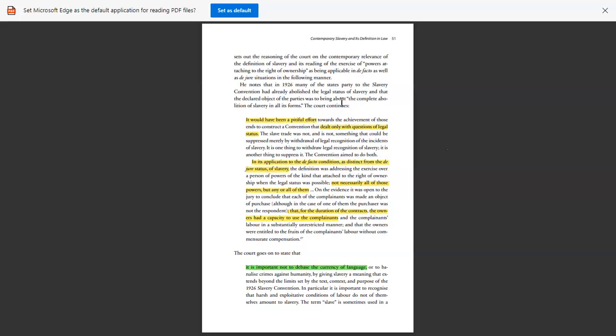So it's been recognized internationally that, don't give me the letter of the law on these situations about whether it's a condition like slavery, or because it would be pitiful in that case. Because looking at the de facto condition of slavery is how it's being accomplished today. Because in the de jure system, there is no longer such a thing as slavery. So not necessarily all of those powers, but any of them.